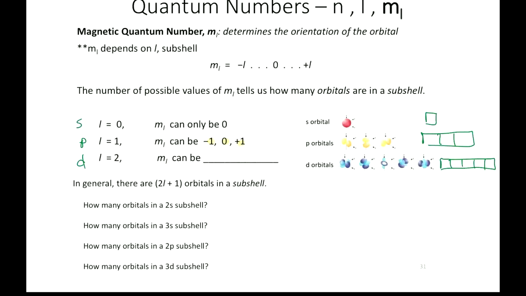And then finally, for L equals 2, what are our possible ML values? Negative 2, then -1, 0, +1, +2. So how many orientations did I just write? 5, yes. And so how many boxes are there? 5. That's how this all comes together.